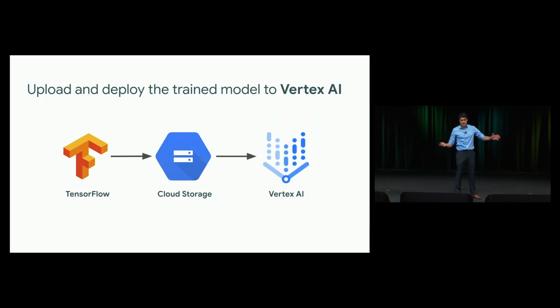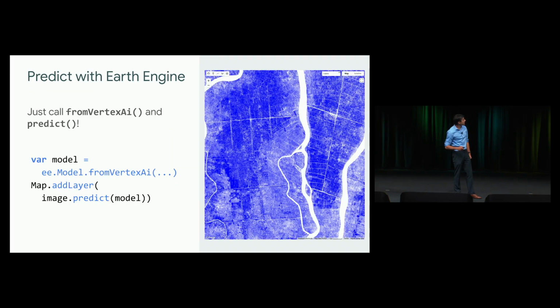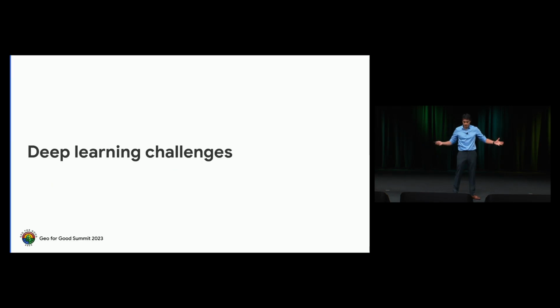And then once you've trained your model, you essentially can just upload it to Vertex AI. You may need to upload it to a storage bucket somewhere, but that's pretty much it. And then to actually get predictions, we have the method ee.Model from Vertex AI, and very similar to the classifiers that we had before, you have your input image, and you just do predict on the model, and then you get results. That's what we want to make really easy.